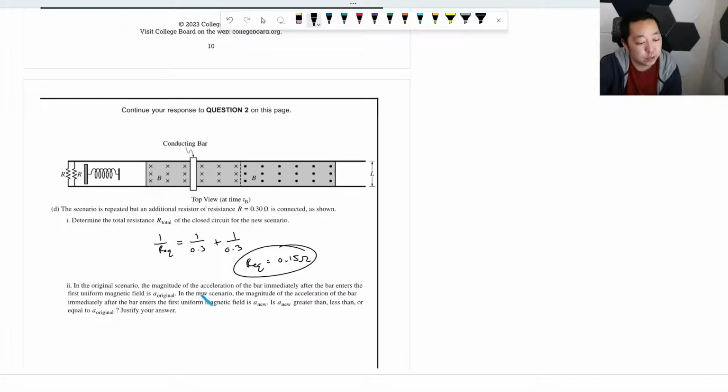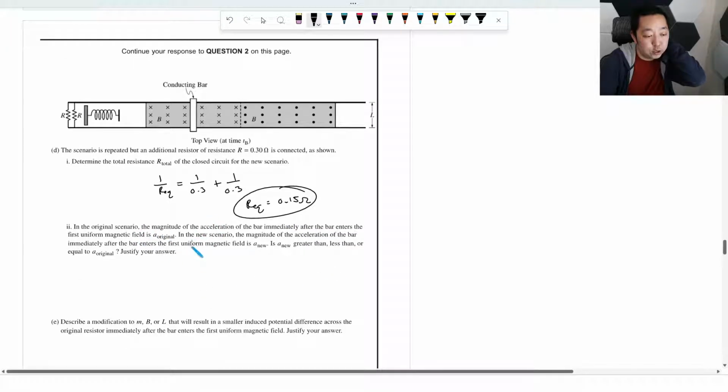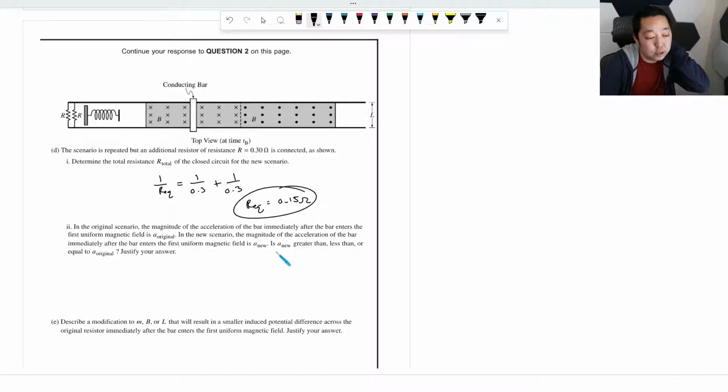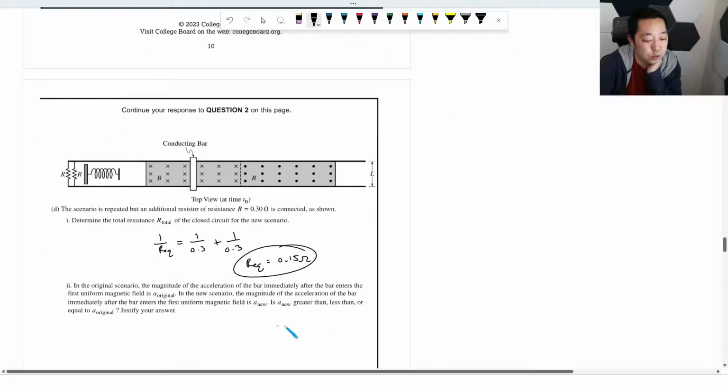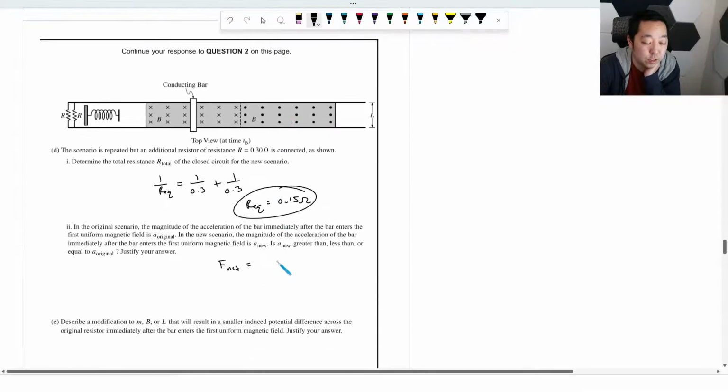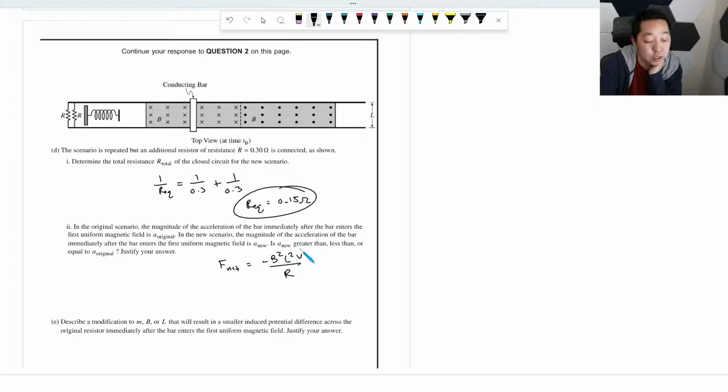In the original scenario, the magnitude of the acceleration of the bar immediately after the bar enters the uniform field is A original. In the new scenario, the magnitude of the acceleration immediately after is A new. Is A new greater than, less than, or equal to A original? Let's look at the net force we derived here, B squared L squared V over R. B doesn't change, L doesn't change. The initial velocity doesn't change because you've launched it. When you increase R, the A is going to go down. So it's going to be less than.